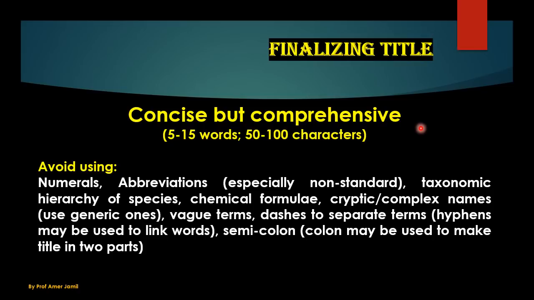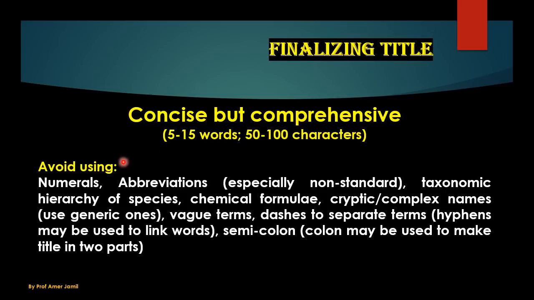Now, after the abstract, you finalize your title, because this is the first thing which the reviewer is going to see, and it will give an impact on the reviewer. It should be concise but comprehensive, as I mentioned in the materials and methods as well. But this one should be between 5 to 15 words, not very short, not very long, or you can say 50 to 100 characters.